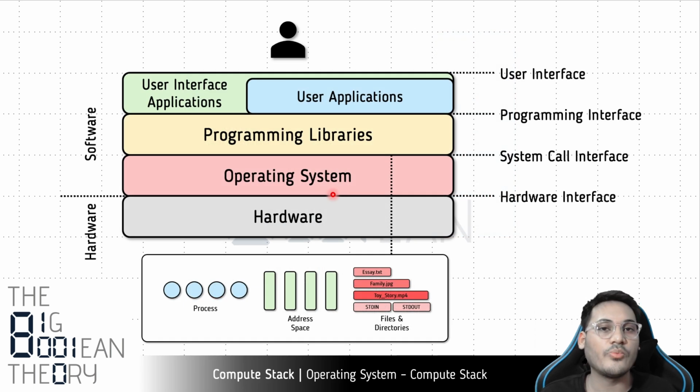So we are done with the operating system. We looked at the major responsibilities that the OS performs, and we saw how the operating system takes each physical resource and transforms it into a virtual resource or an abstraction. And finally, we looked at the interface that it exposes to the layers of software above, which is called the system call interface. So guys, this was it for this video.